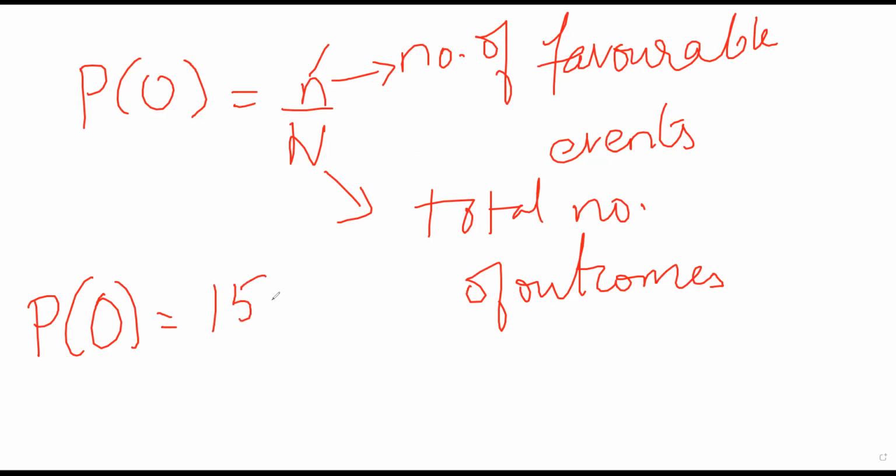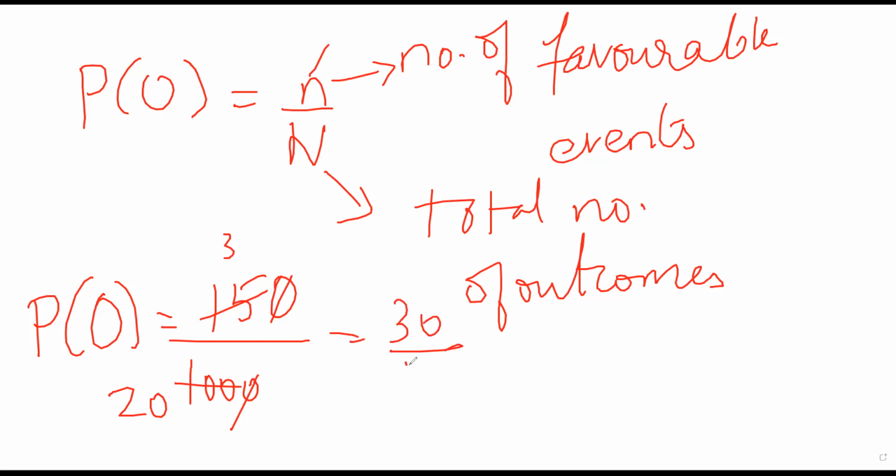Now, in this scenario, the probability of getting an overweight baby is 150, because 150 babies are being born who are overweight, divided by the total number of babies, which is 1000. Same, 5 threes, 5 twenties. So the probability of getting an overweight baby in one day is 3 by 20.